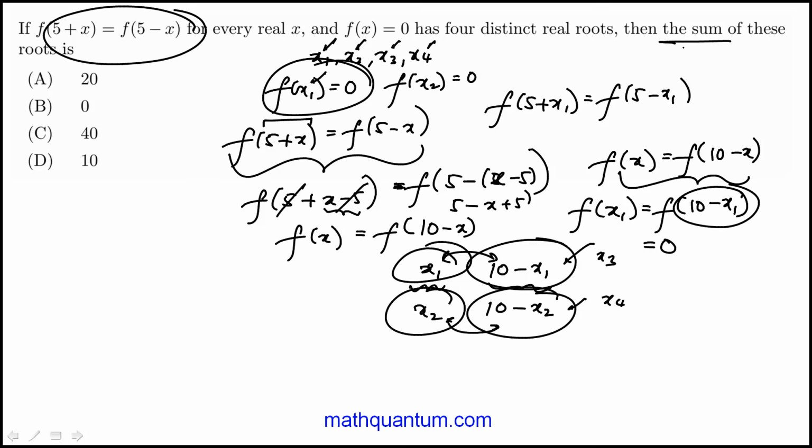Now we can get to the answer to our question, which is, what is the sum of these roots? If you add them all up, clearly you'll see that x1 and x2 drop out, and the sum is 20, which is choice A. So this is a hard question.